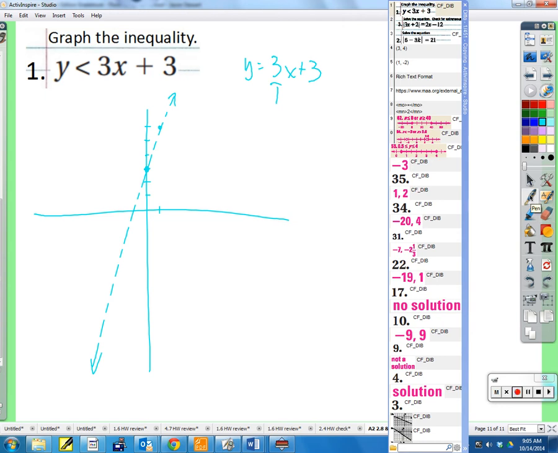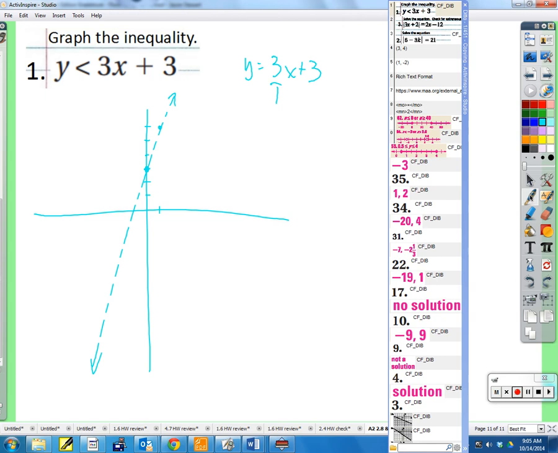Who said that was supposed to be dotted? A couple people here. Was Bridger one of those? Yeah. Bridger, I think, is the one I heard first. Okay. Why don't we want those points? Why should it be dotted? Because we don't want the points that make both sides equal. We want them to be unequal.